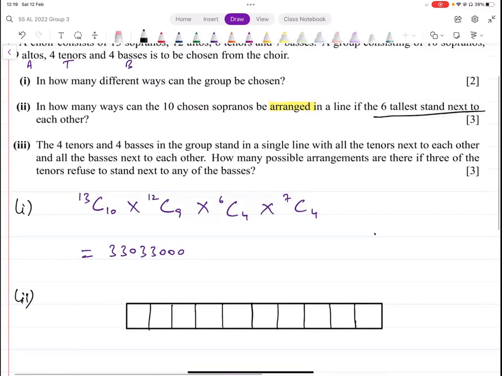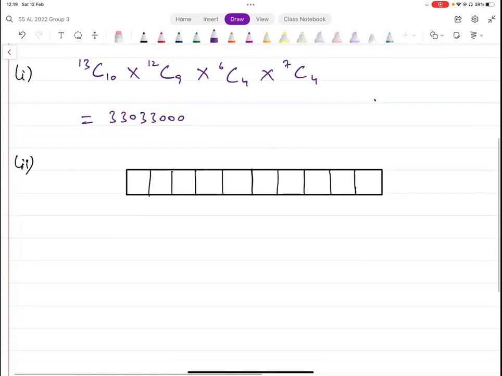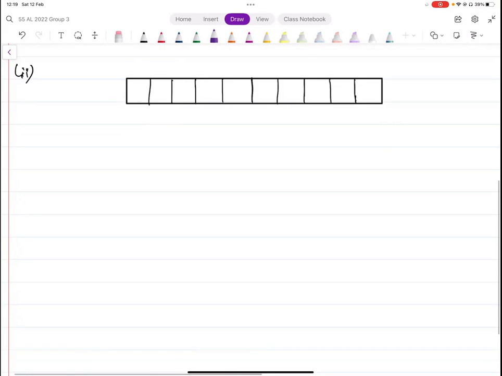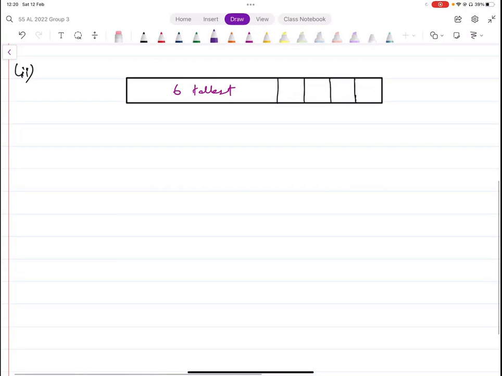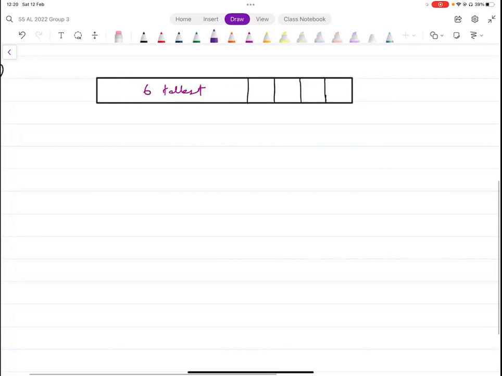Now 6 tallest have to stand next to each other. They have to stand next to each other. So there are 6 of them, for whom we will make a single box, right? Because they can't be separated. So we remove some of these lines here. We say 6 tallest, they are in this region. Okay. Now, how many possible arrangements do we have?